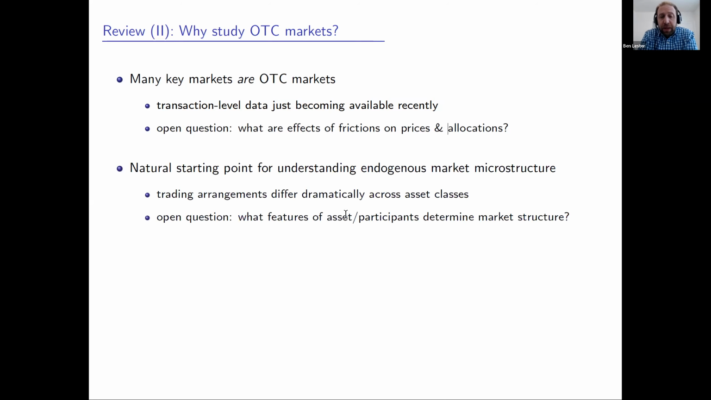The second point that I'll make is that even if you want to study market structures that don't necessarily resemble the types of models we're writing down, this is a nice starting point for understanding the emergence of different market microstructures. I can't remember who it was, but last week there was a very nice question.